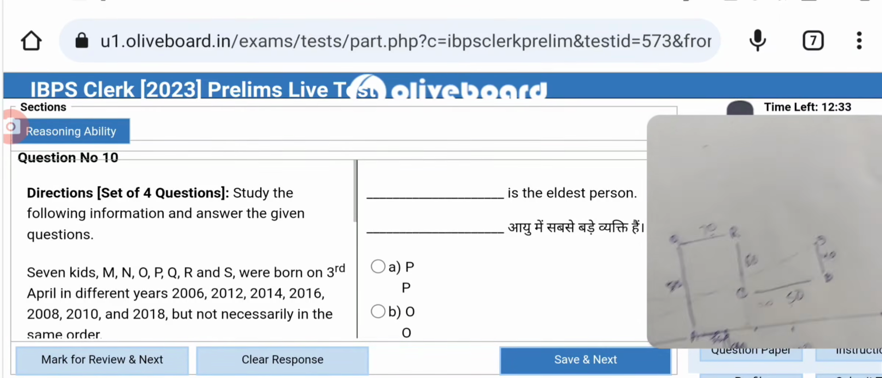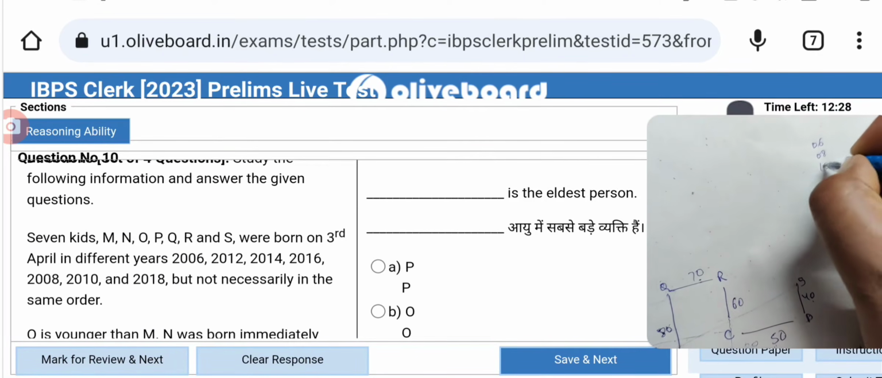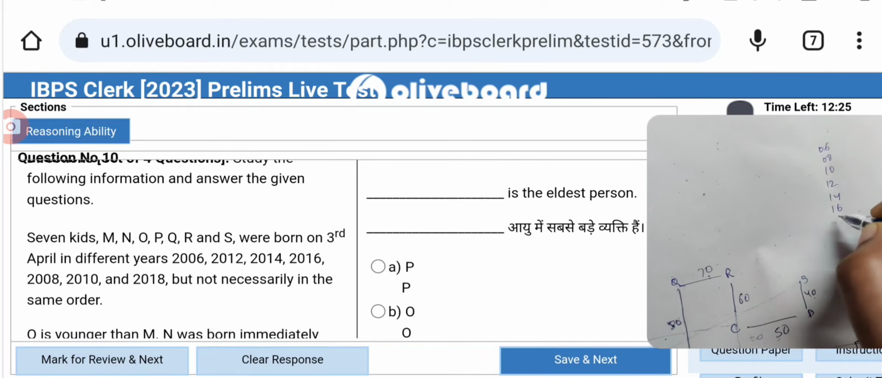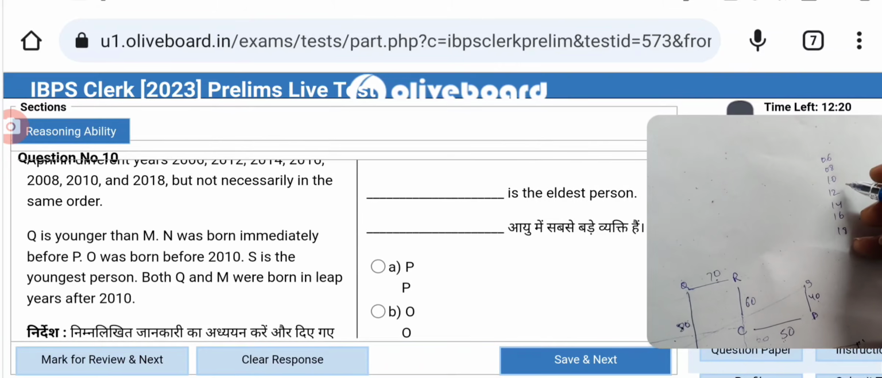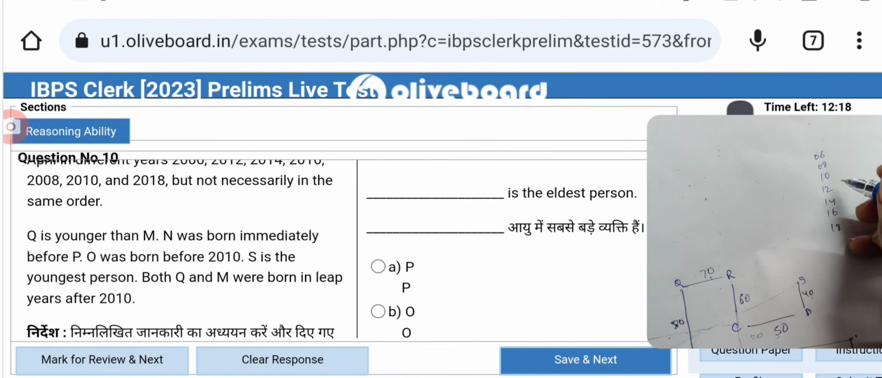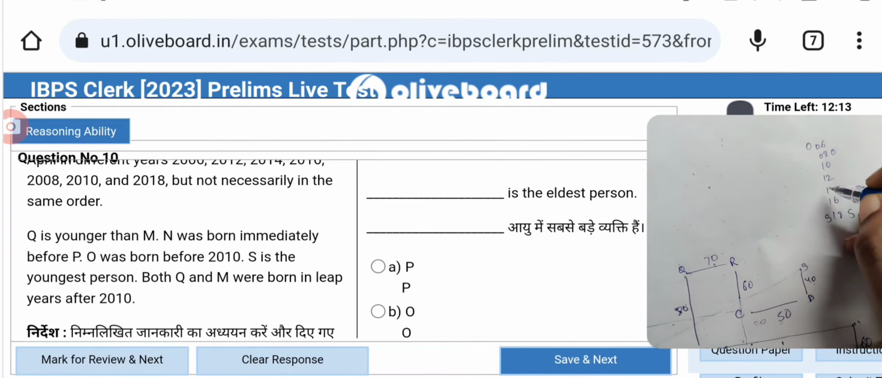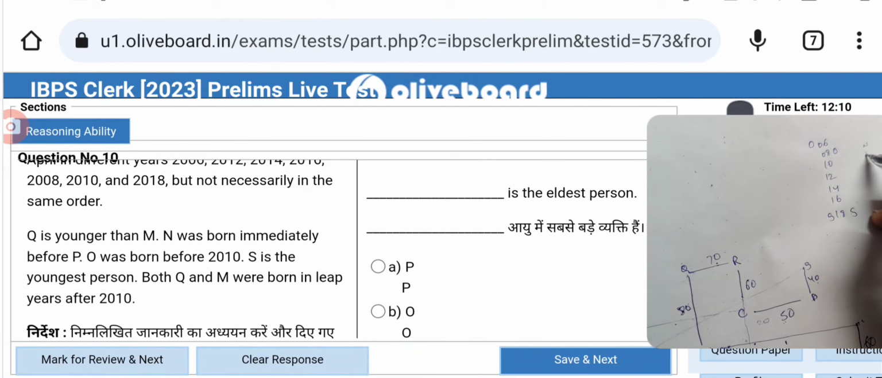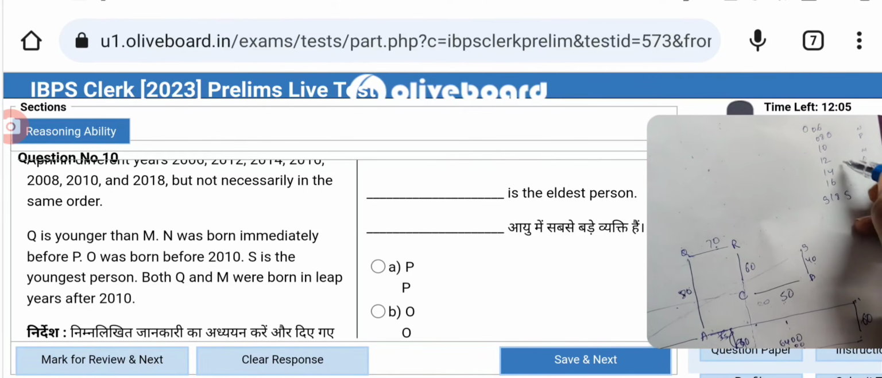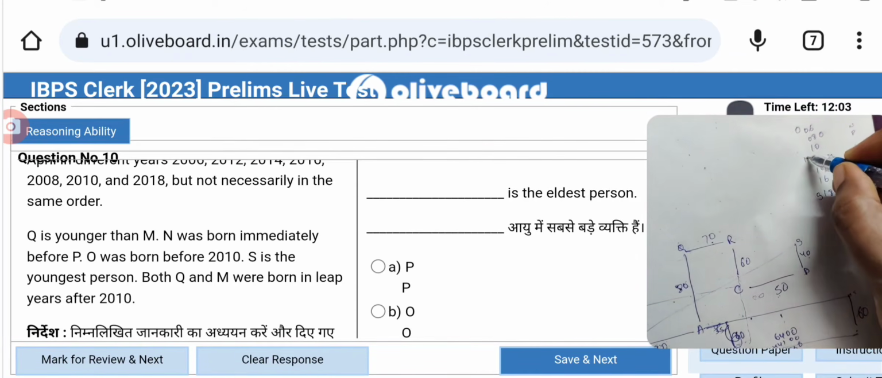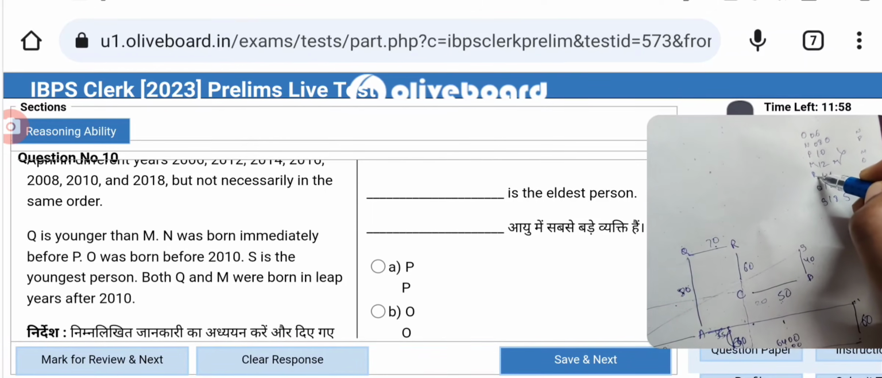Next, given persons born in 2006, 2008, 2010, 12, 14, 16, 18. Q is younger than M. N was born immediately before P. O was born before 10. S is youngest. Q and M are leap years, after M and also Q, N P. So this is not possible, and this is R.